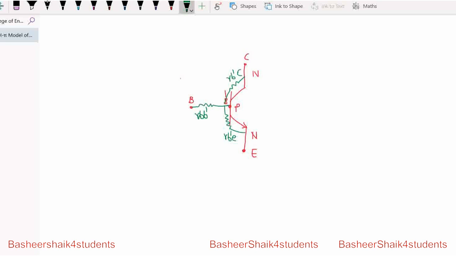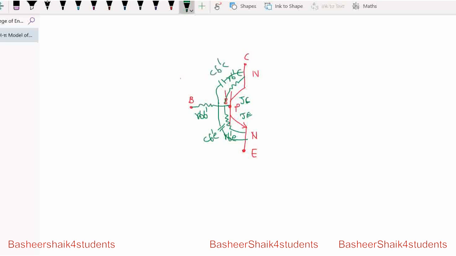Both these junctions, the emitter junction existing between the internal base and the emitter, and the collector junction existing between the collector and the base, lead to some capacitance. That capacitance is modeled at the emitter and base junction and is named CB dash E, the diffusion capacitance. Between the internal base and the collector, it is named CB dash C.